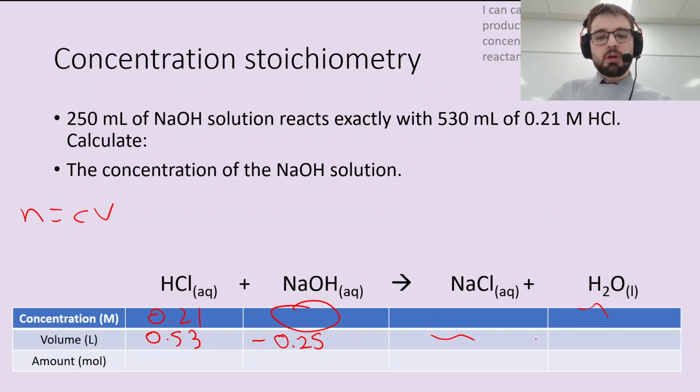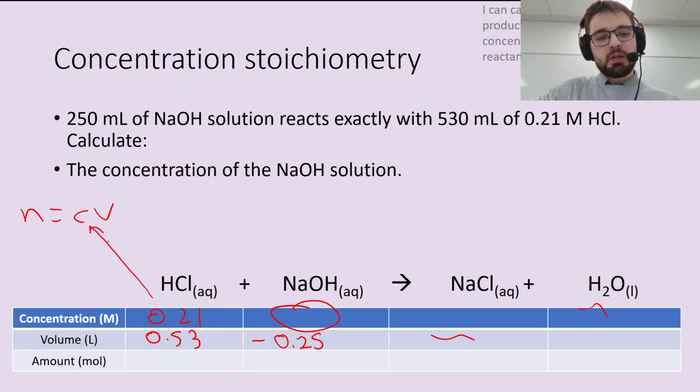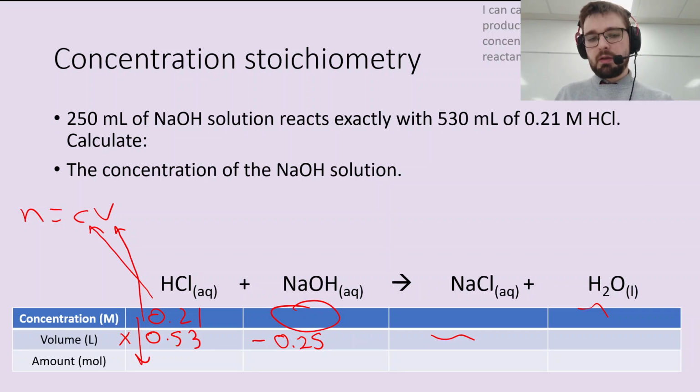So we could be given the volume of the sodium chloride and the concentration of water. Not that that would really do anything. They wouldn't be very useful. What's useful is when we have two values in the same column. So in this case, the hydrochloric acid, we know both the concentration and the volume. So we know this, and we know this. And once we know both of those, we can multiply them together times 0.53, and we can say 0.1113 is our amount there.